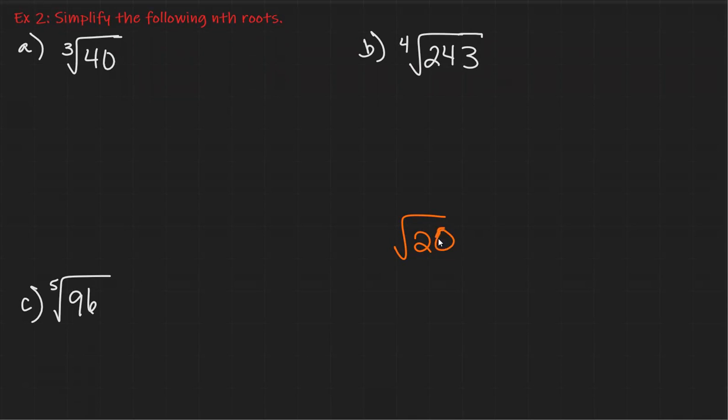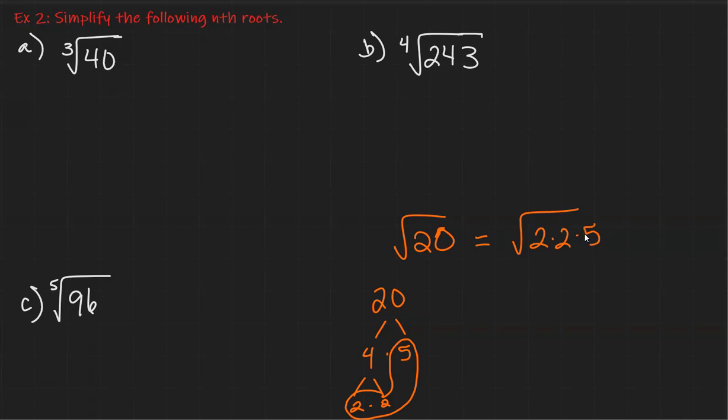There are a lot of different ways to do it, but one way is to factor this down as much as we can. So 20 factors down, one of the ways is 4 times 5. And then 4 is 2 times 2. So the prime factorization of 20 is 2 times 2 times 5. So this is equal to the square root of 2 times 2 times 5. And what I want to do is factor these out as pairs. So 2 times 2, that's 4.